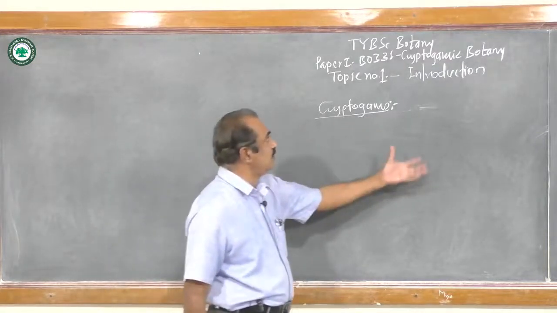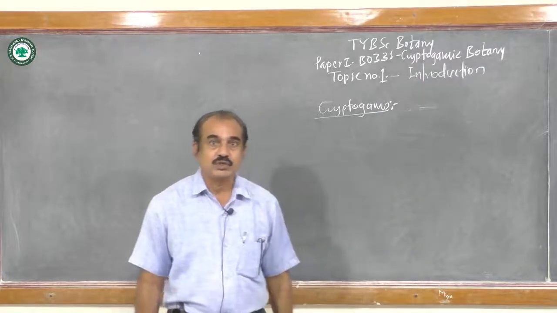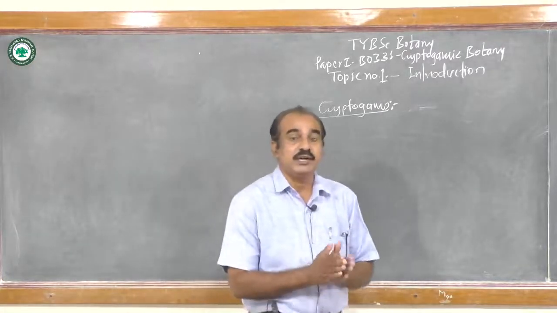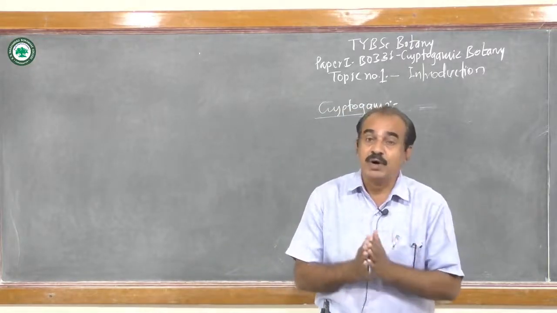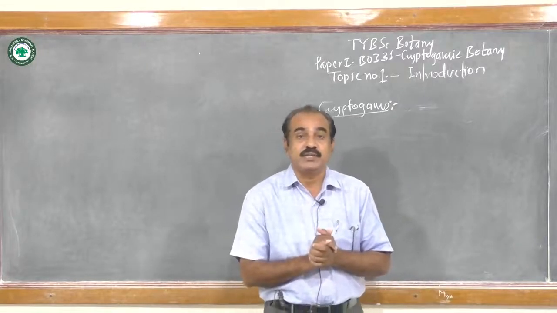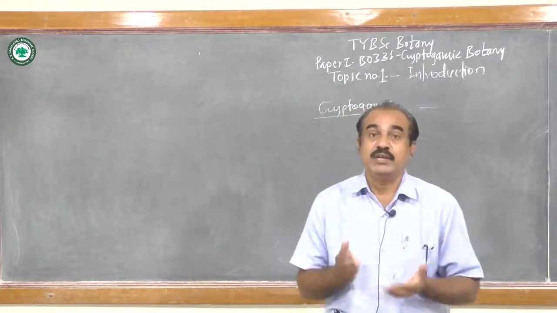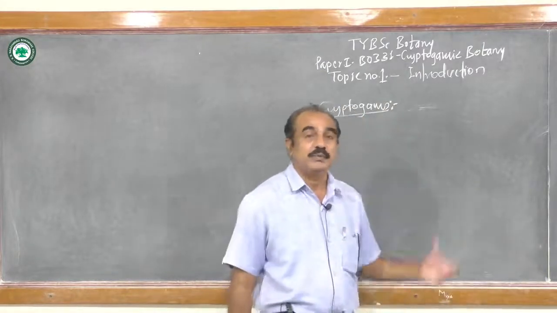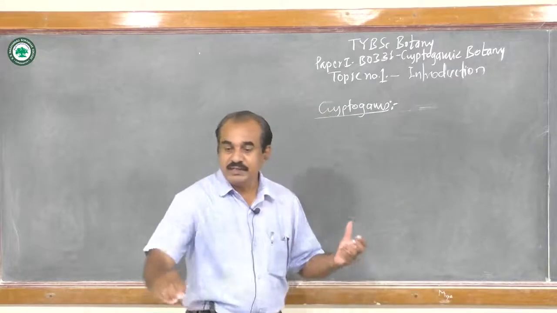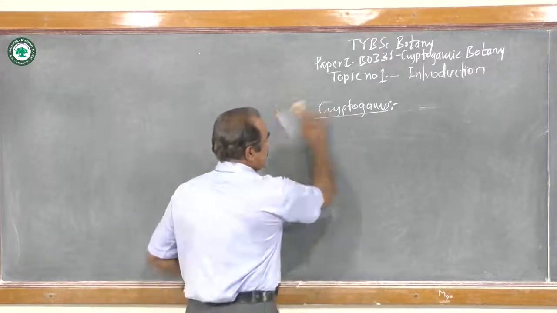Now, this is the introduction about Cryptogamic Botany, or about the Cryptogams. Cryptogams are the plants in which there are no flowers, no fruits and no seeds. All such plants are called cryptogams. That means they have no flower, fruit and seed, but they reproduce with the help of spores. Okay, there is a general outline of the classification of these cryptogams.